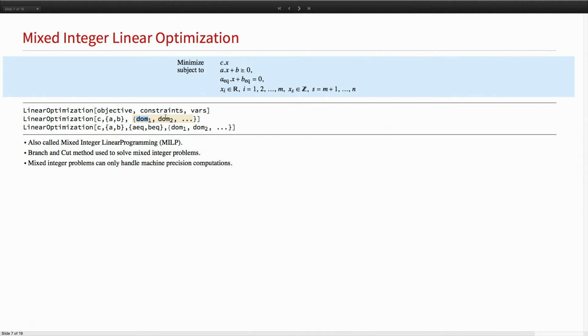LinearOptimization uses the branch and cut method in order to solve the integer problems. One thing I do want to mention is that LinearOptimization supports arbitrary precision computations, but only for real variables. When the mixed integer case comes in, it only does it in machine precision.